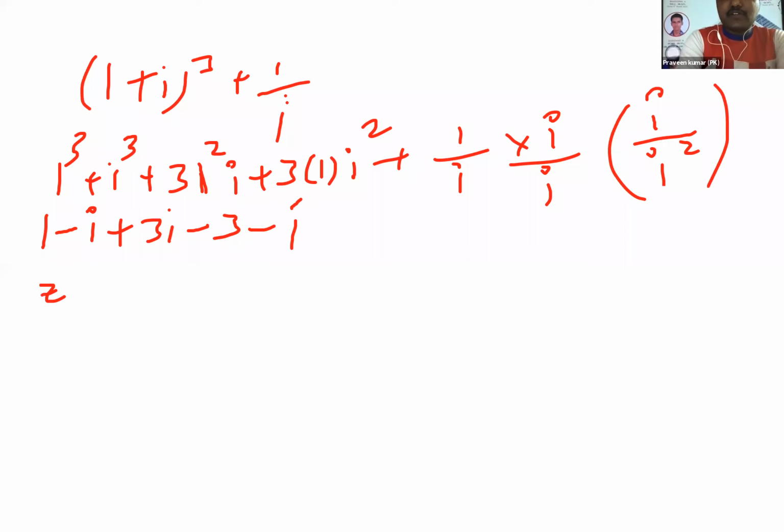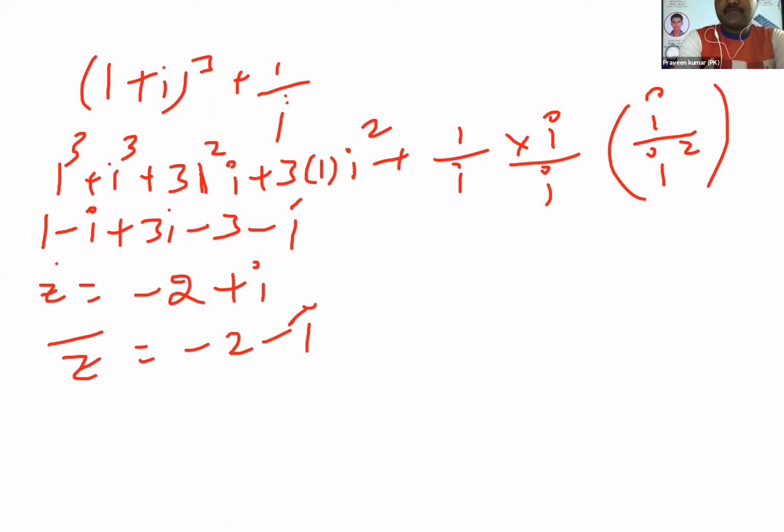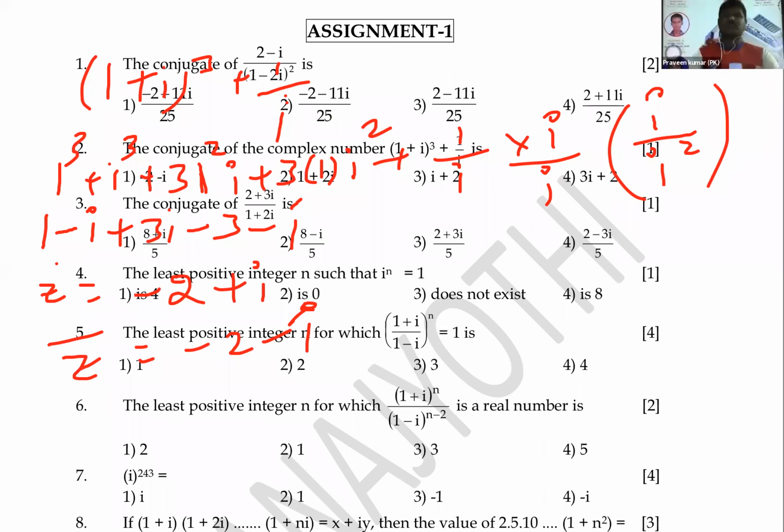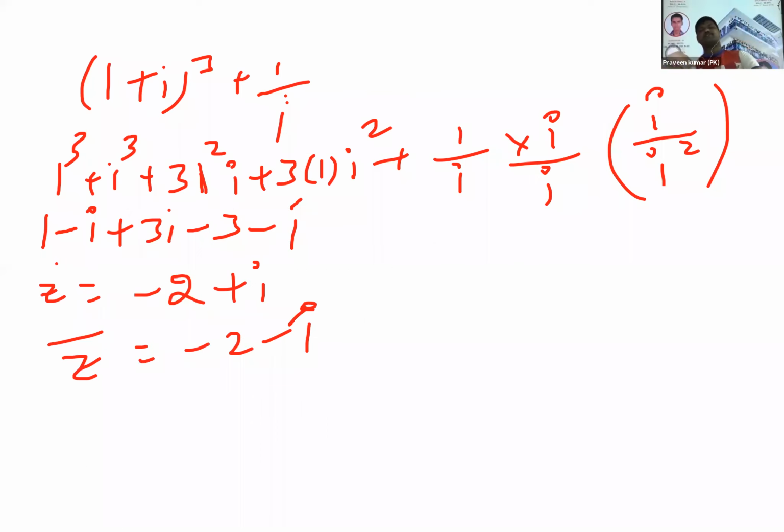z is equal to 1 minus 3, minus 2 plus i. We want z bar, which is minus 2 minus i. Which option? z bar means minus 2 minus i. First option. Understand? Good.